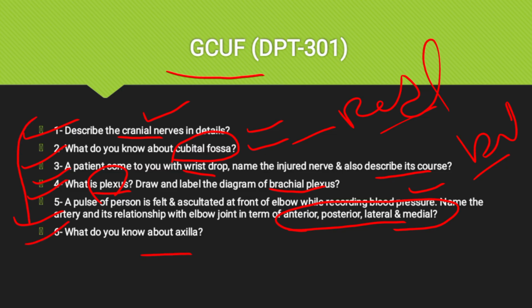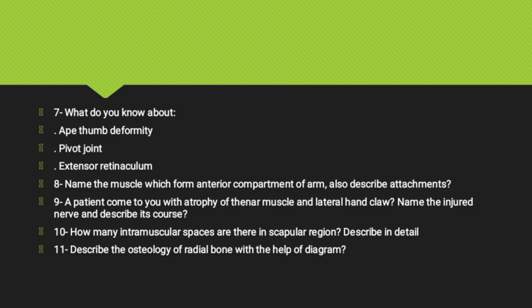The sixth question is: what do you know about the axilla? Axilla is called the armpit. It is the most important question in the upper extremity, upper limb. Next, a few other important questions that are commonly asked. What do you know about the ape-thumb deformity? This is the deformity of the hand. Ape-thumb deformity, this is commonly asked.